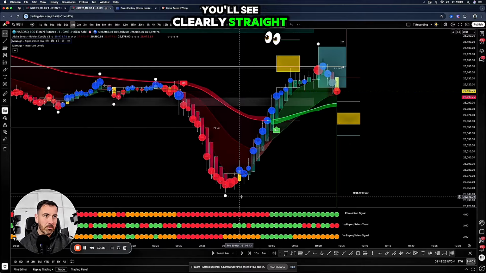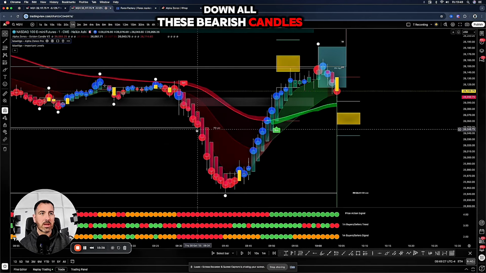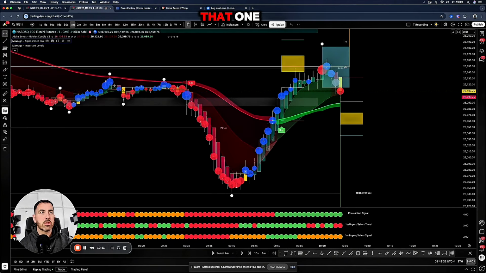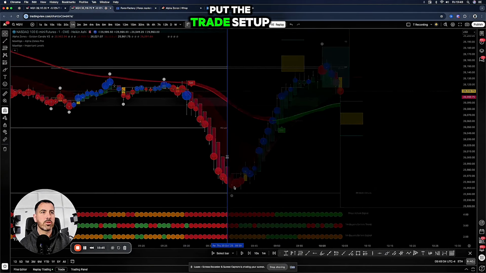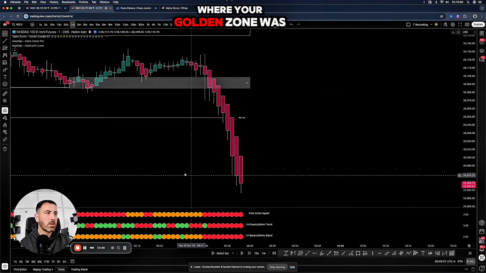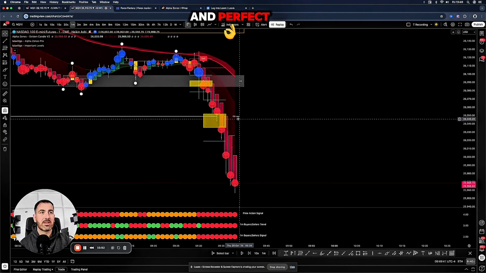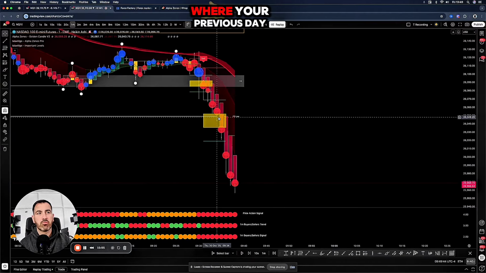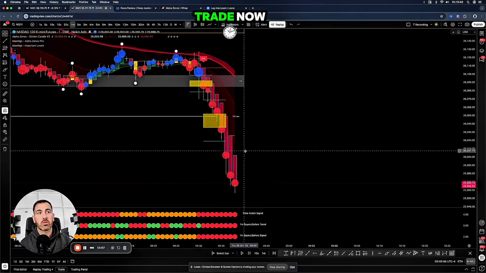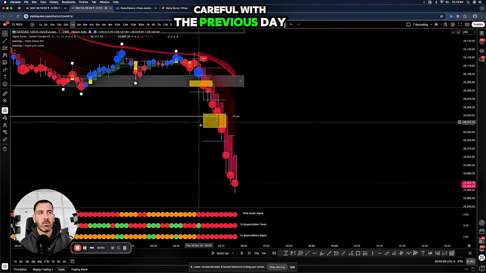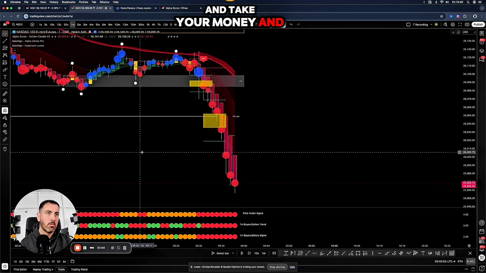You'll see clearly straight down all these bearish candles. You run into the previous day low there. Let me just check that one. I will put the trade setup on, see where your previous day, where your golden zone was. And perfect. As you can see, your golden zone is right where your previous day low was. So you're getting in that trade. Now, it's lovely to stay in all the way down. However, you want to be very careful with the previous day low here and take your money and run.